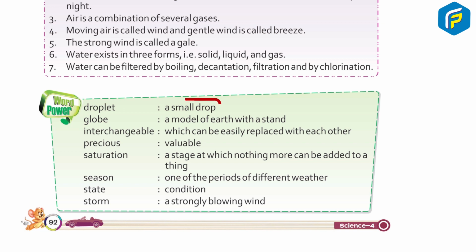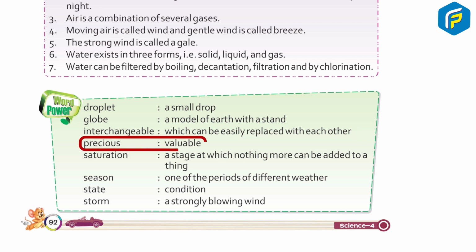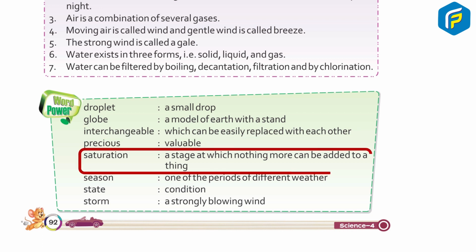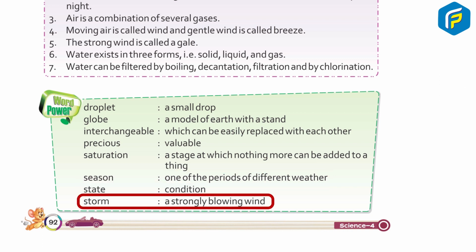Word power. Droplet, a small drop. Globe, a model of earth with a stand. Interchangeable, which can be easily replaced with each other. Precious, valuable. Saturation, a state at which nothing more can be added to a thing. Season, one of the periods of different weather. State, condition. Storm, a strongly blowing wind.